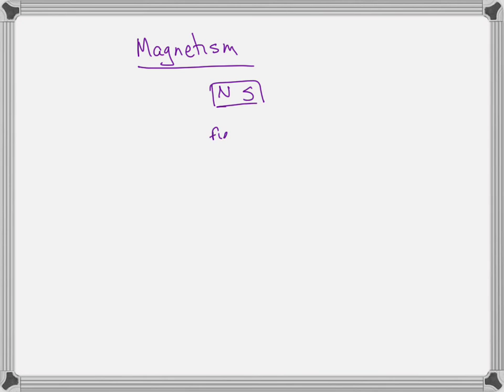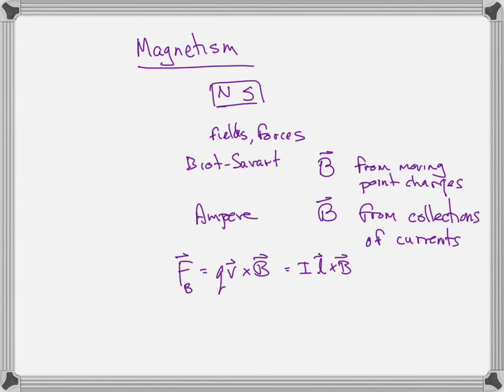And we talk about magnetic fields and magnetic forces and the relationships between them, such as, for example, the Biot-Savart law, which tells us how to calculate a magnetic field, B, from a collection of charge, or from a point charge. So this is something of a summary of magnetism: the Biot-Savart law allows us to calculate magnetic field from moving charges. Remember that stationary charges don't create fields, but moving charges do. Therefore, currents create magnetic fields, but stationary charges don't. Ampere's law is magnetic fields from collections of currents, which are really just collections of moving charges.